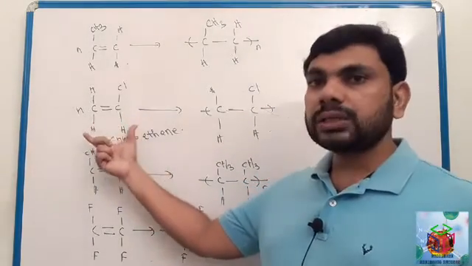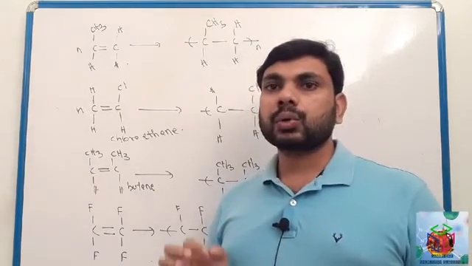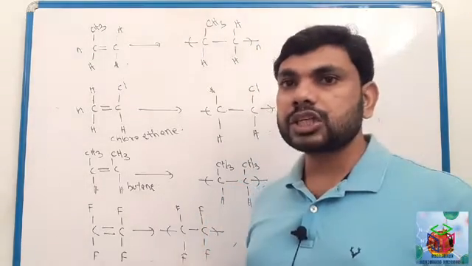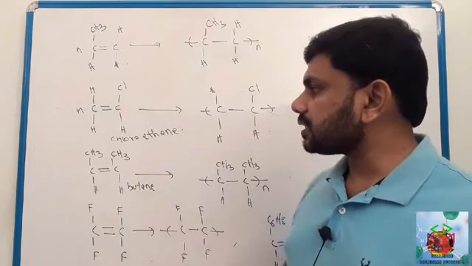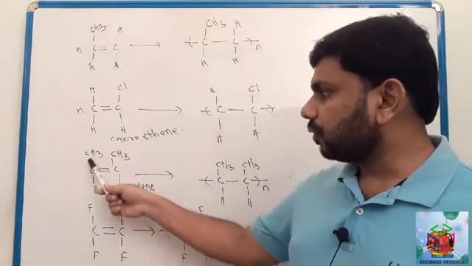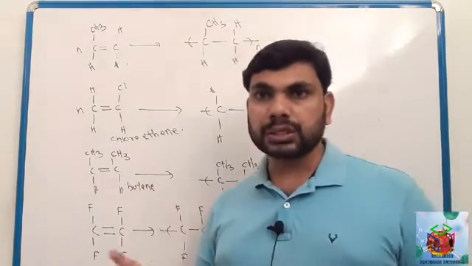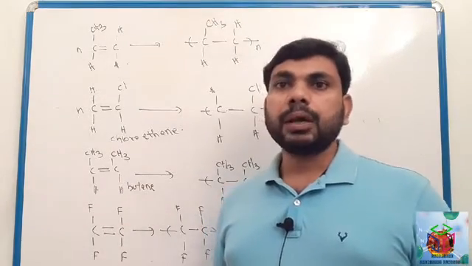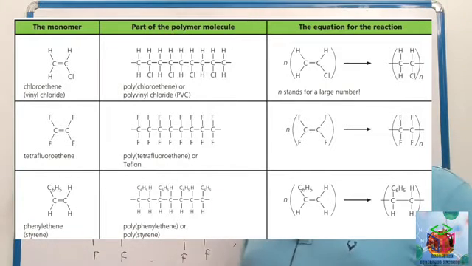This is chloroethene; after polymerization, polychloroethene. Here you can see 4 carbon: 1, 2, 3, 4. 4 carbon and there is a double bond. So but-, butene. Butene after polymerization, polybutene.